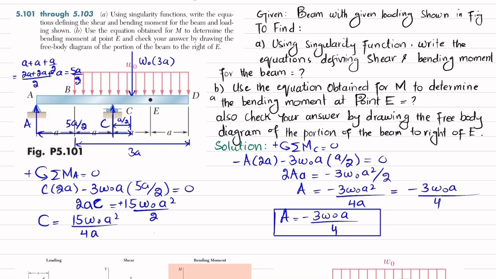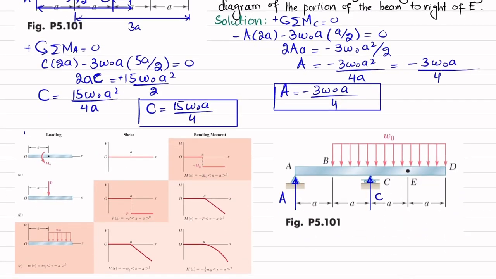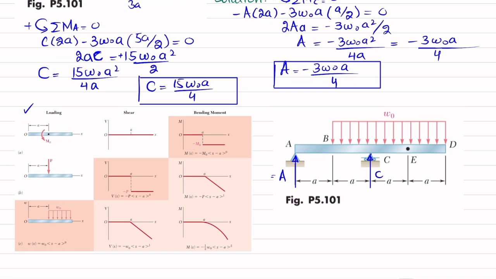And that we will get C is equal to 15 W naught A squared, sorry, A will cancel and we will be left with this one. So this is the reaction force offered by the pin roller support at this beam. Now we will use this table in order to find the shear force and bending moment using singularity function. So here we have calculated A as minus 3 W naught A divided by 4 and C is equal to 15 W naught A over 4.